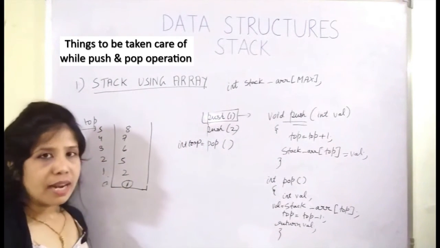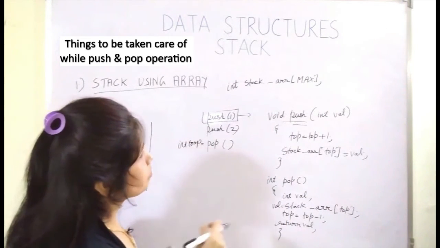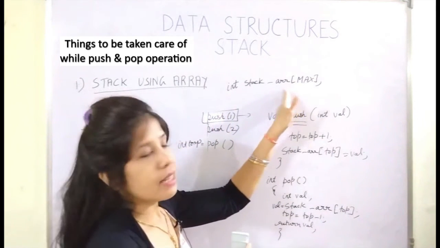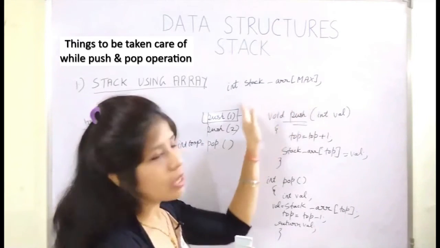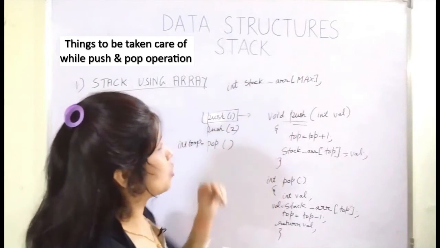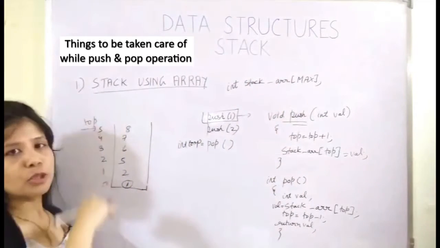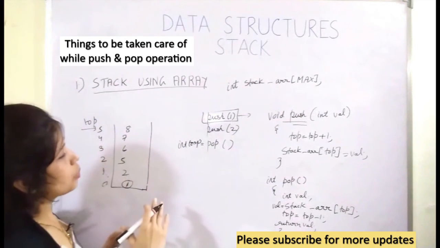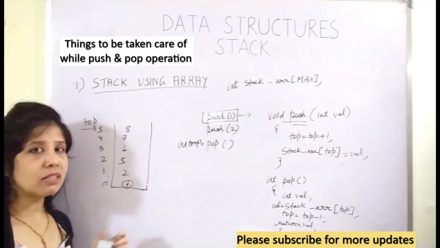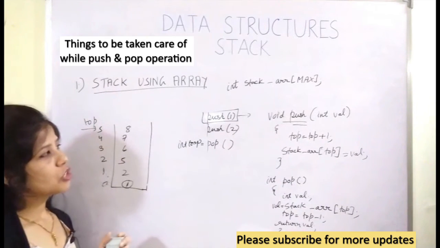In that case you have to create one more array, whose size will be greater than the size of the old array. You can create a new array of double the size, and then you have to copy all the contents of the old array to the new array, and in that new array you can then perform the push and pop operations. All these things are required if you implement the stack using an array, because the overflow condition can occur.